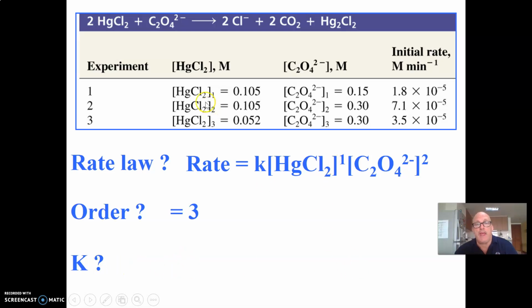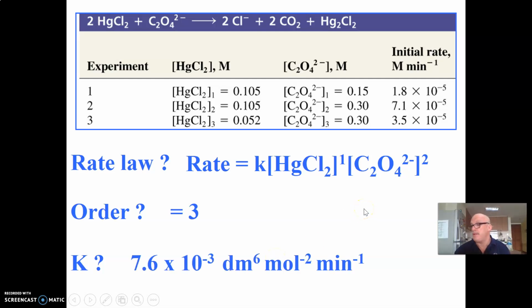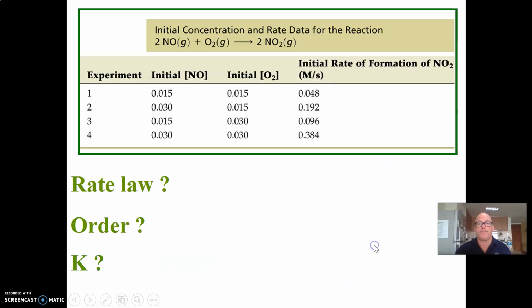And for the actual value for K, you can choose any experiment you like. You just plug in these values, plug in the rate there, and then you end up with your value there. Again, you pause the video and try it yourself, and the answer is, here you go. That should be the answer there, so you can check that, and notice the unit there for third order is dm6 mole to -2 per minute.